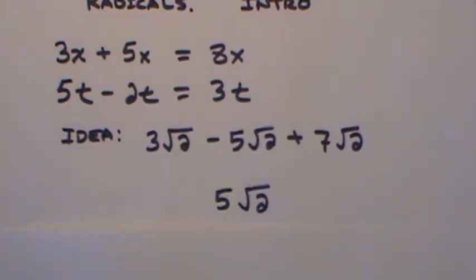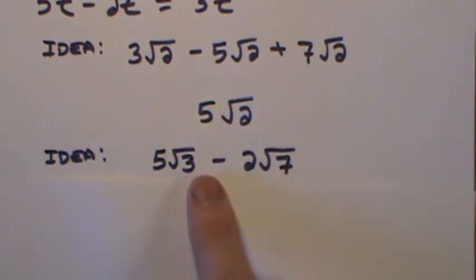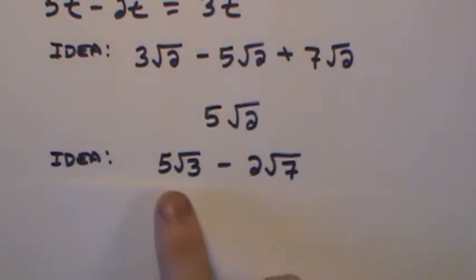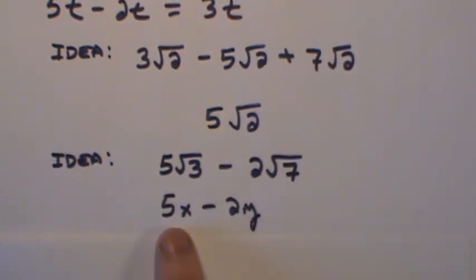So we'll do another idea. In this idea I have 5 radical 3 minus 2 radical 7. Because the radicals have different values under them, that's as different as having an x and a y. So if I had 5x minus 2y, I would never think of adding or subtracting those. 5x minus 2y, I know I would stop.